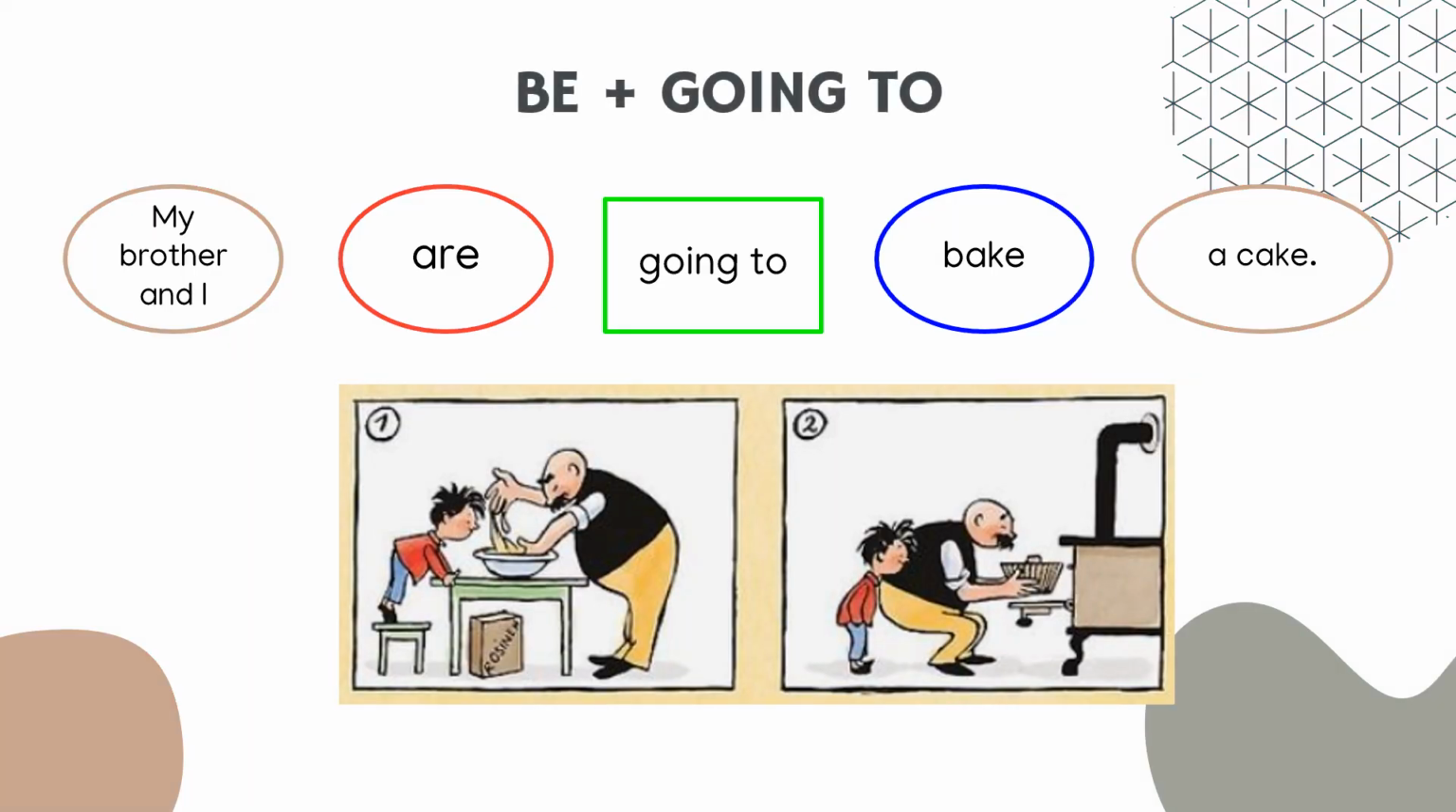Let's review again the second construction of the future. Be plus going to. So, my brother and I, plural, are going to bake a cake. So here the key is in the verb be. You have to always be careful if it's plural, if it's singular. Okay? Either are or is. And don't forget that the going and the to are always together.